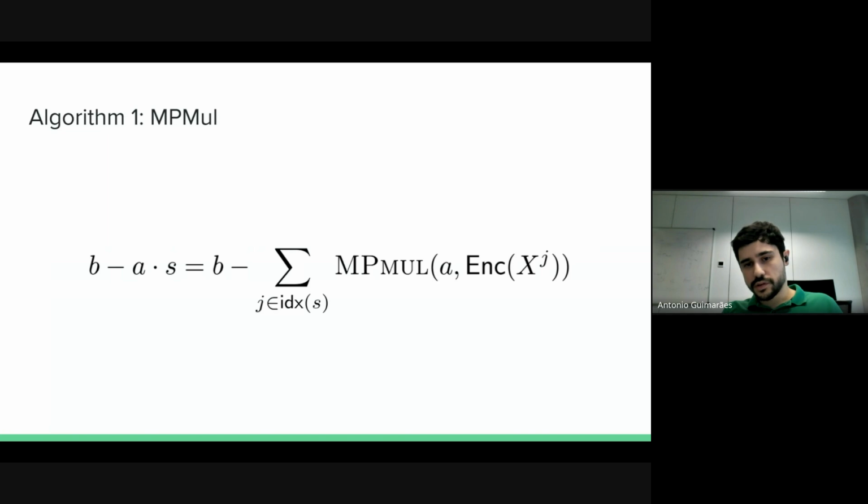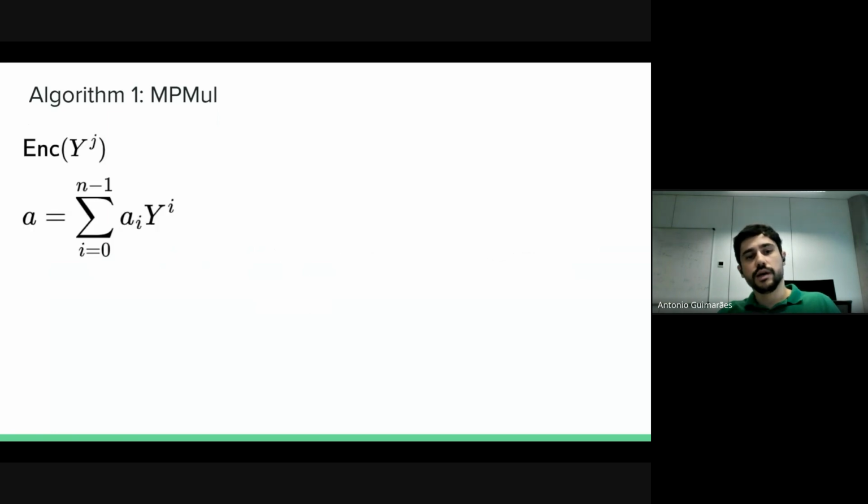What we do, we introduce an algorithm. I will just give the high-level intuition of how it works, but it's called MPMUL for monomial polynomial multiplication. It receives a polynomial, possibly encrypted, so it could be a list of RLWE encrypting the polynomial in the exponent, and some encryption of the monomial x to j. In practice, it's an encryption of j. We receive these two things, so this is our polynomial.